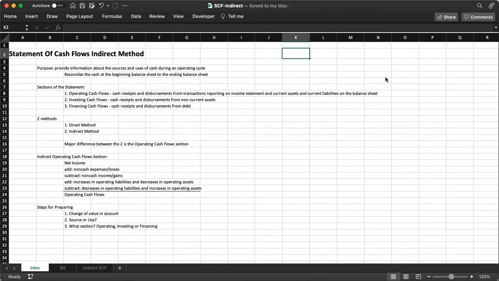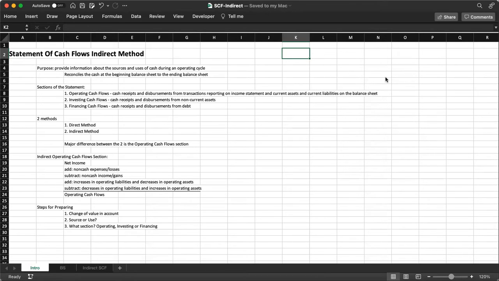So basically, it reconciles the cash at the beginning balance sheet date. So for a calendar year, it would be January 1st to the ending balance sheet date, which would be December 31st. The statement has three main sections, and these are operating, investing, and financing in that order. Operating cash flows are cash receipts and disbursements from transactions reporting on the income statement and current assets and current liabilities on the balance sheet.